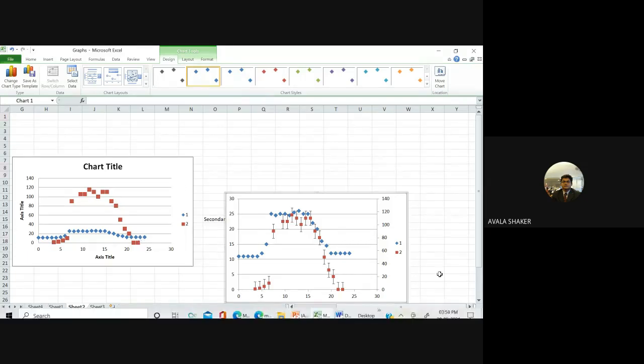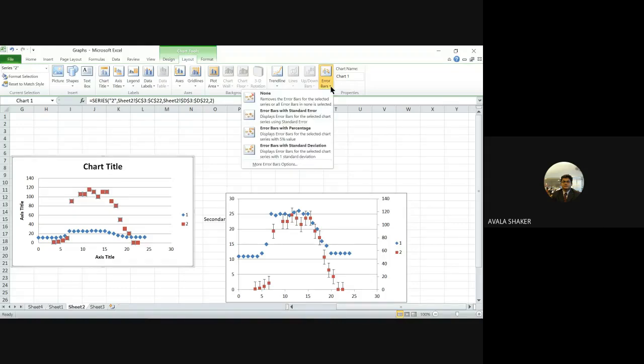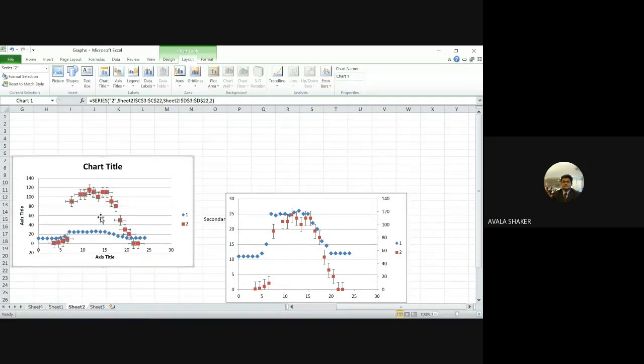So what we can do is plot the y-axis and the error bars. I'll show you the error bars in the layouts. Okay, so we can go to the error bars. There are no error bars here. Okay, error bars with standard errors, error bars with percentage, and error bars with standard deviation. So we'll say error bars with standard deviation.